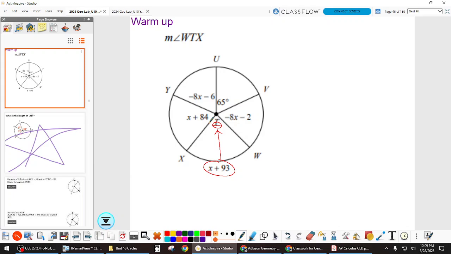Because all angles in a circle add up to 360? Well, that's true, but that's not what I'm asking. I'm saying, why can I copy x plus 93 to theta? Because like the side length and the angles are the same? No. Side length is not the same as side what? Measure. Measure, yeah. So let's use arc.